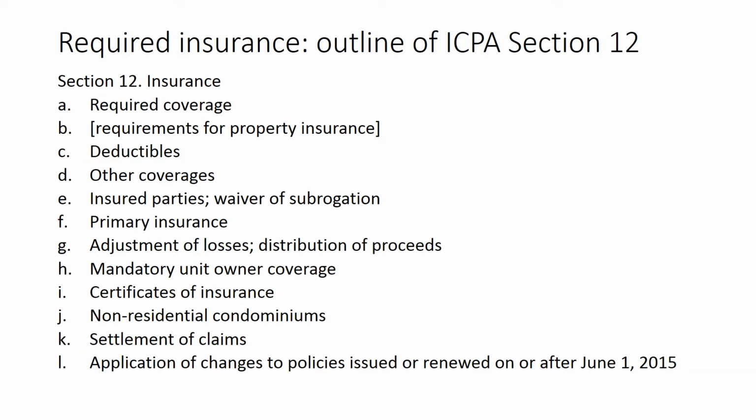Now, insurance is spelled out in the Condo Act, Section 12. And so I'm just summarizing it. It's fairly long. I'm going to go through most of it here with you just to show you what's there. Here are the sections. Section A tells you what coverages are required. Section B tells you about the property insurance that you're supposed to get. Section C talks about deductibles. D, other coverages. E talks about the very important thing, waiver of subrogation. F talks about whose policy is primary. G deals with how losses are adjusted. H talks about whether associations can mandate that unit owners get coverage. I, certificates of insurance, etc. So you can see it's quite comprehensive.